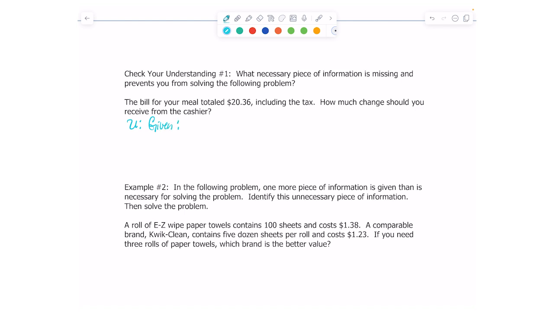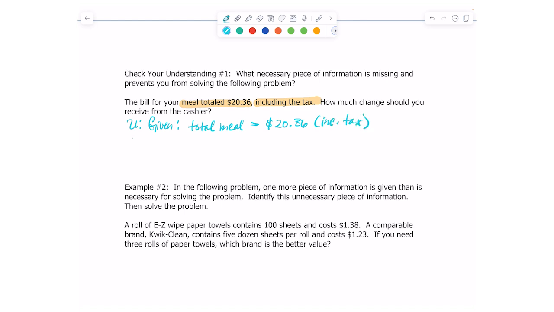We're given that the total meal was $20.36, right? So that's important, and that also includes tax, something else that's important. They really didn't give me any other information beyond that. So total meal is $20.36, including tax.